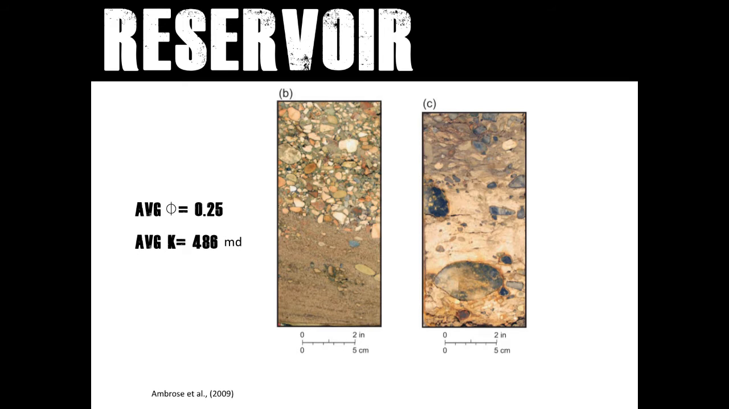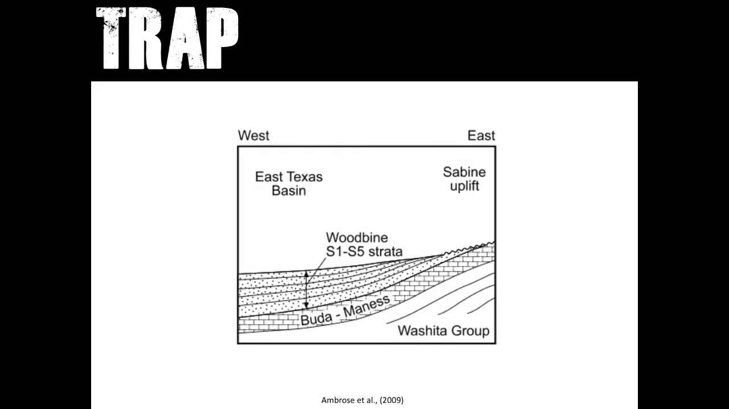The porosity of the reservoir is consistently high throughout the East Texas field, averaging about 25.2% with an average permeability of 486 millidarcies. Primary hydrocarbon accumulation in the field occurs in the Woodbine group sandstones that thin and pinch out eastward against the western flank of the Sabine Uplift.